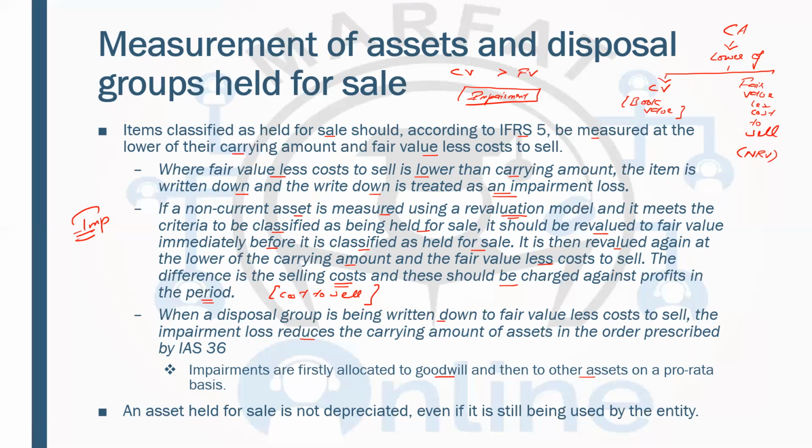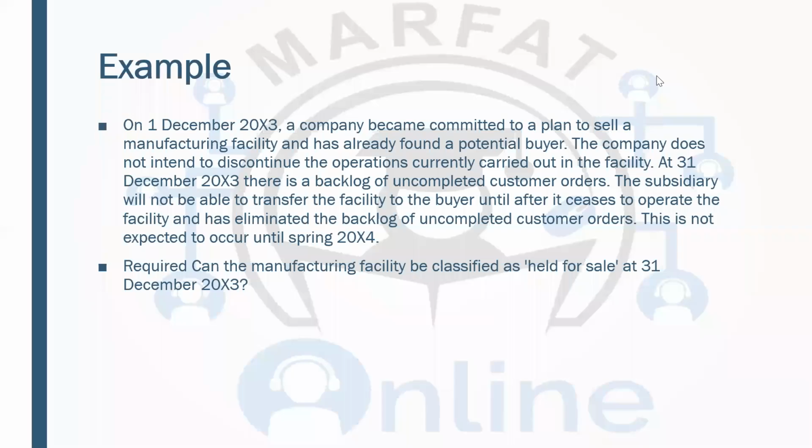And the last point, which is very important, is an asset held for sale. Once you have classified an asset as held for sale, once it is in current assets, it should not be depreciated. It should not be depreciated. All right, now we have an example.